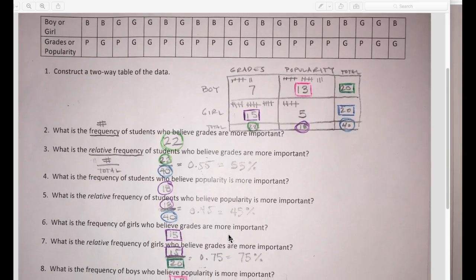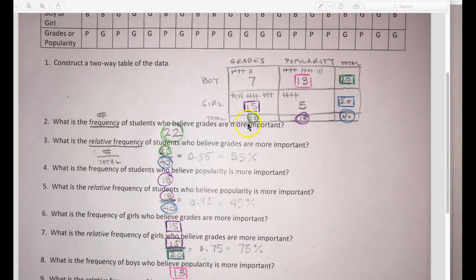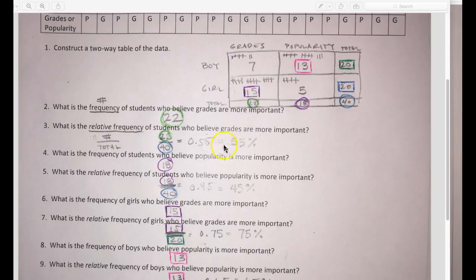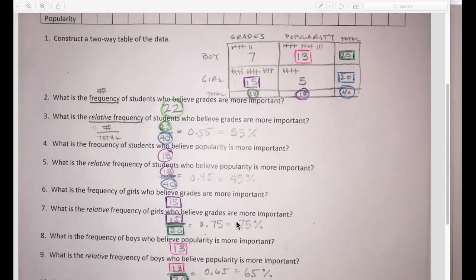What's the frequency of girls who believe grades are more important? That's this right here. Girls who believe grades are more important are 15. The relative frequency of girls who believe grades are more important is the 15 girls out of a total number of 20 girls. Of 20 girls, 15 think grades are more important. So that's this 15, that's this 20 right here. I might have color coded it a little bit weird, but this 20 is the 20 girls right here. So 15 out of 20, that's 75%. So 75% of the girls think grades are more important. That's kind of interesting because 55% of students as a whole thought grades were more important. 75% of girls. So that's interesting. Looks like they care more.